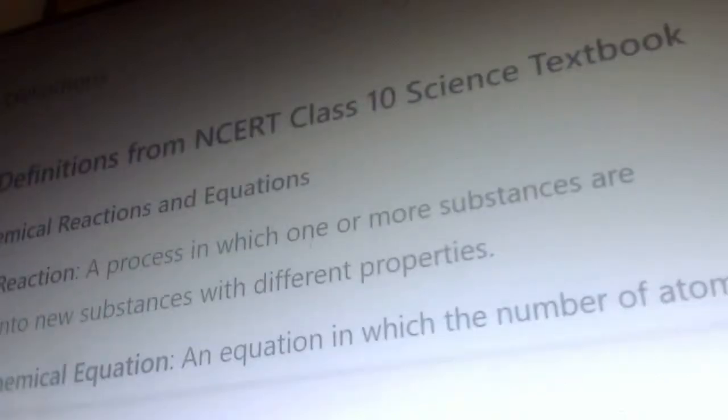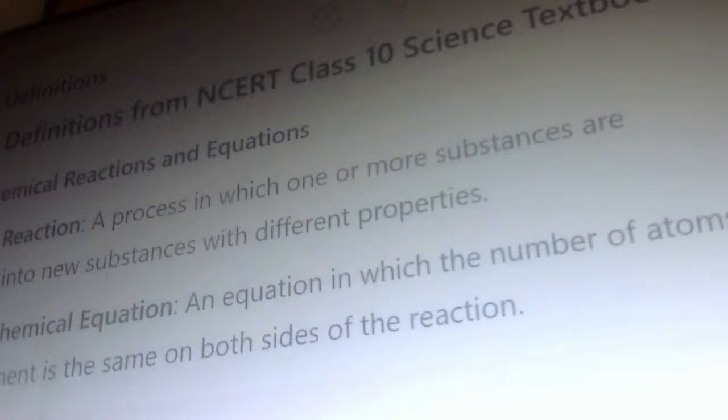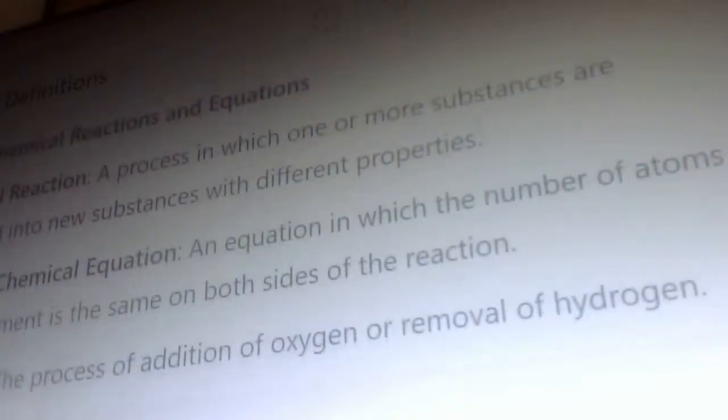Chemical reaction, combination reaction. We've got our notes till chapter 10. It's alright, it's fine. A chemical reaction is a process in which one or more substances are converted into new substances with different properties. Different properties is important here. A balanced chemical equation is one in which the number of atoms of each element is the same on both sides.